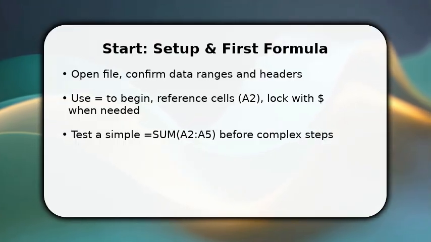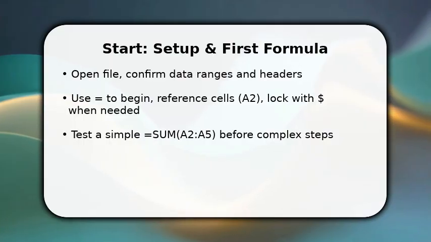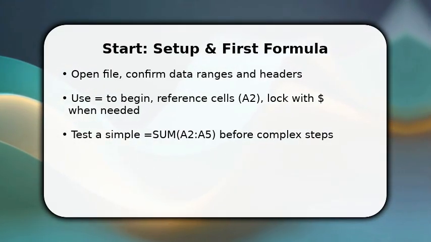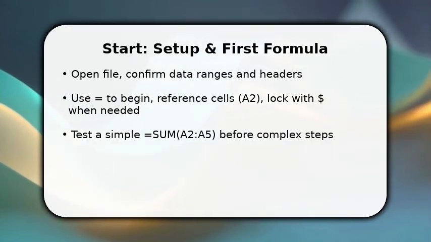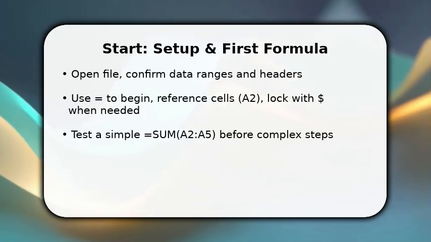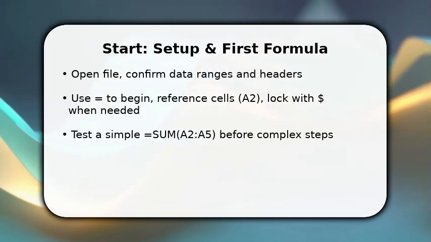You begin by verifying data layout and naming ranges so formulas stay robust. Once done, type equals into the cell and reference a single cell like A2 to ensure correct linkage. Make sure to lock cells with $ when you need absolute references. This prevents shift when copying.